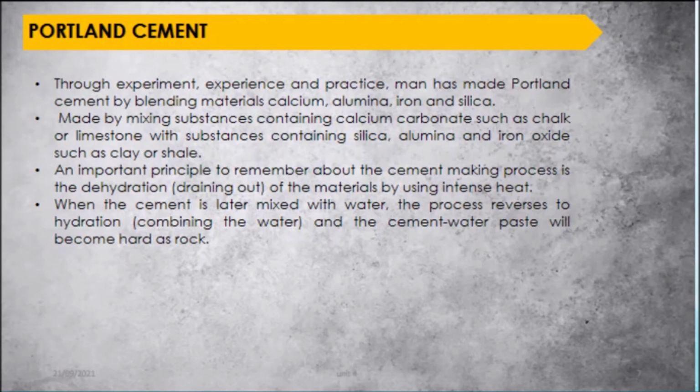Portland cement is made by mixing substances containing calcium carbonate such as chalk or limestone with substances containing silica, alumina, and iron oxide such as clay or shale. An important principle to remember about the cement making process is dehydration, or draining out of the materials by using intense heat. When the cement is later mixed with water, the process reverses, the hydration, so that is combining the water, and the cement water paste will become hard as rock.